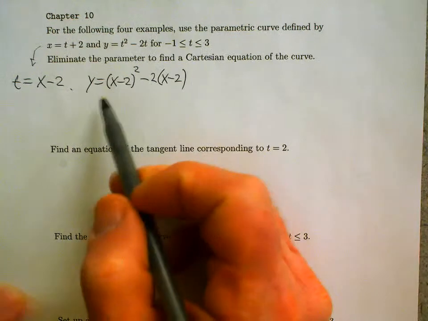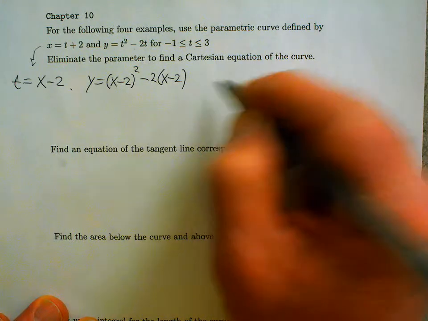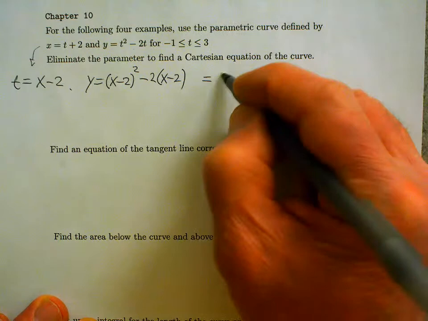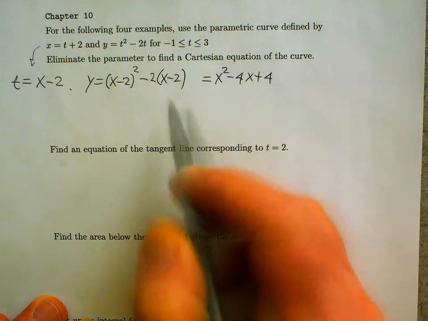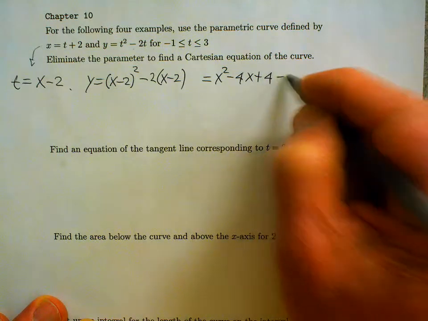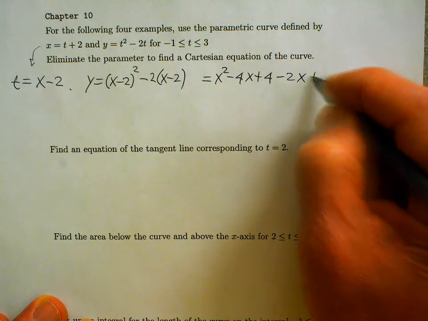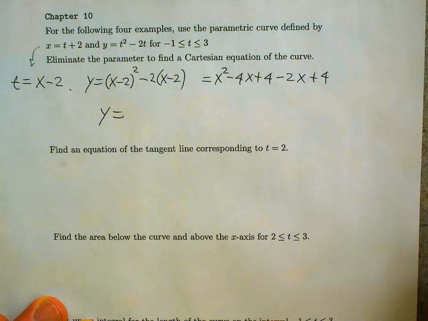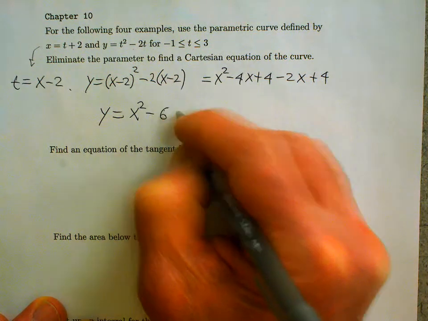So this is an okay equation, but we can expand it a little bit. X minus 2 quantity squared is x squared minus 4x plus 4. And then we subtract 2x and subtract -4, or add 4. And then we can write it in simplified form: y equals x squared minus 6x plus 8.